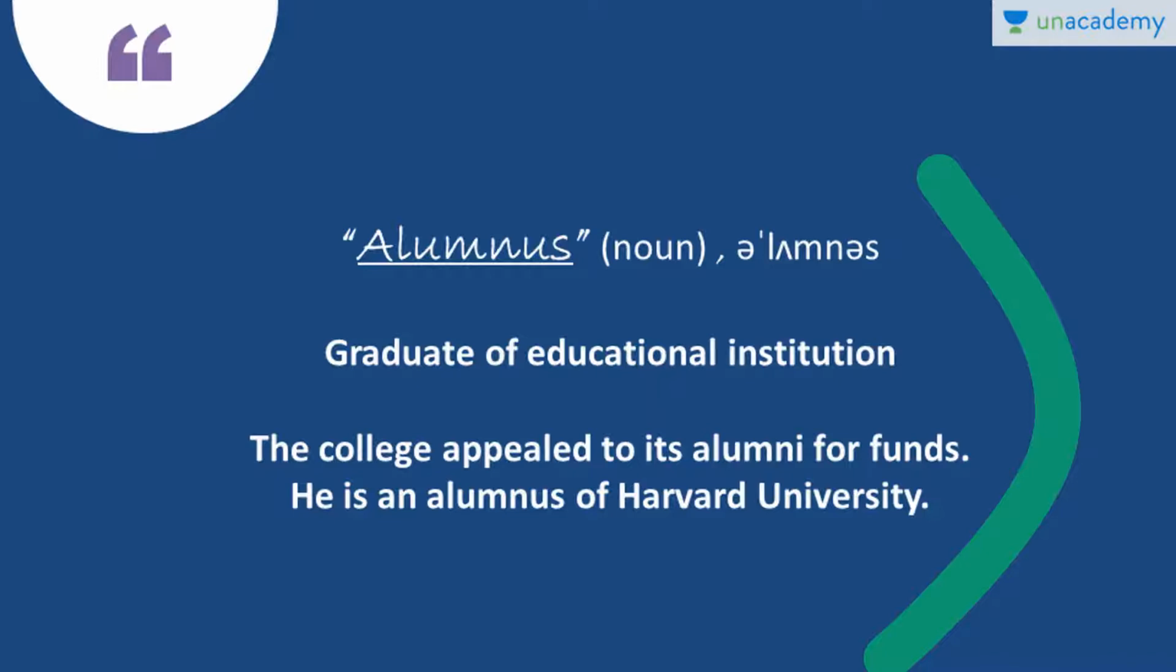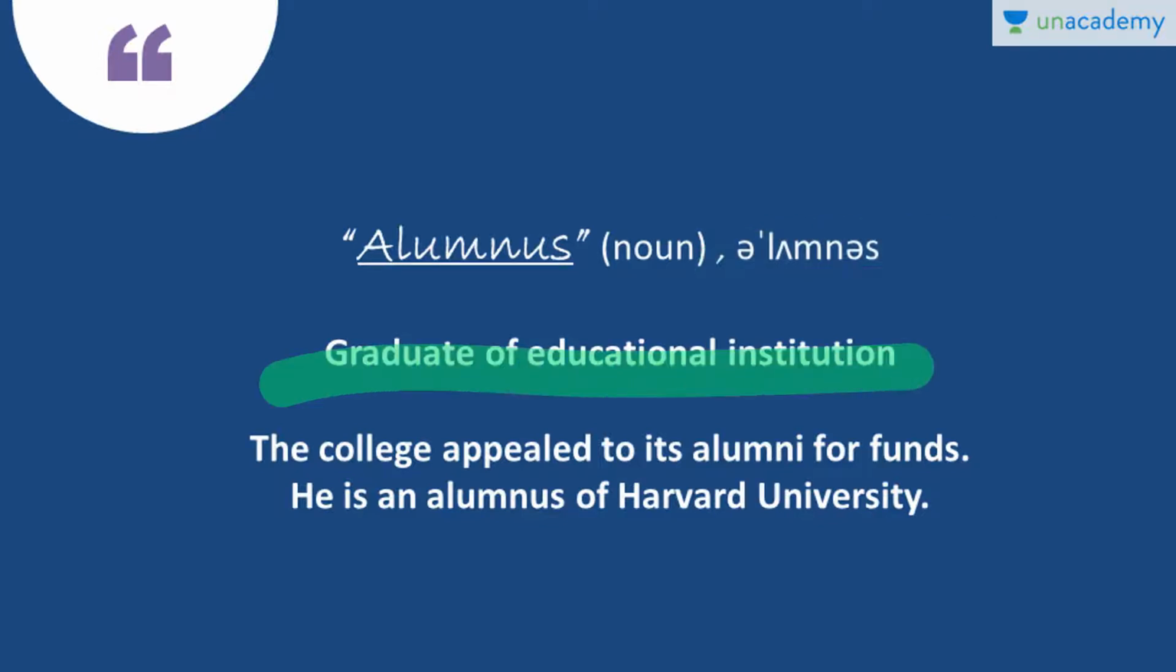And here we have one more for this lecture, that is alumnus. If I talk about the part of speech for this word, then it's a noun, and the pronunciation is alumnus. Now what is alumnus? When I say alumnus, it actually means a graduate of an educational institution.